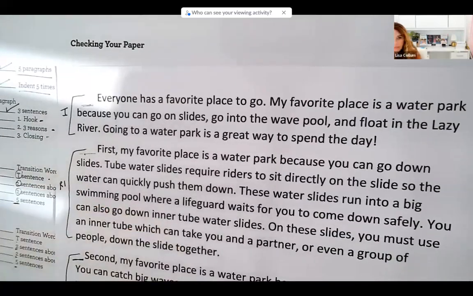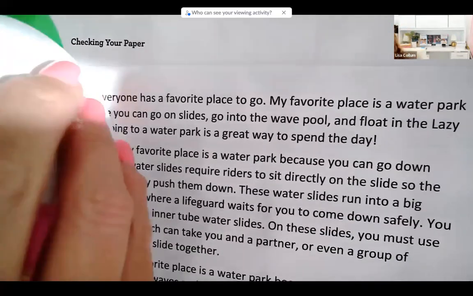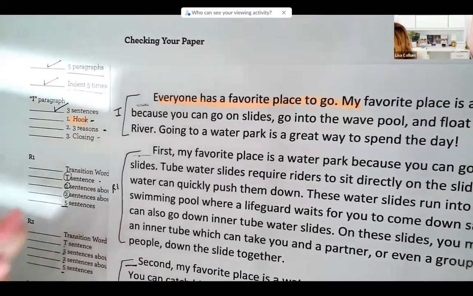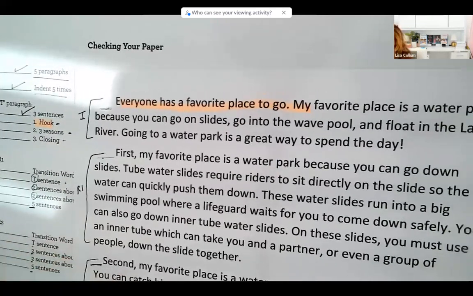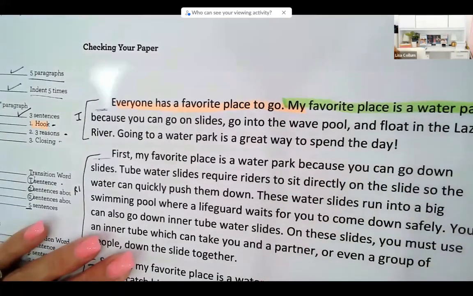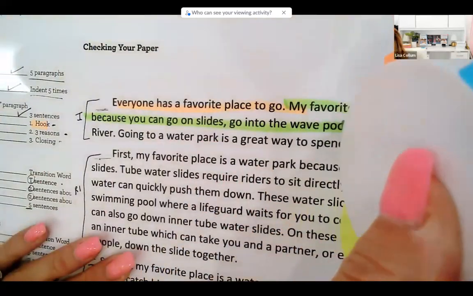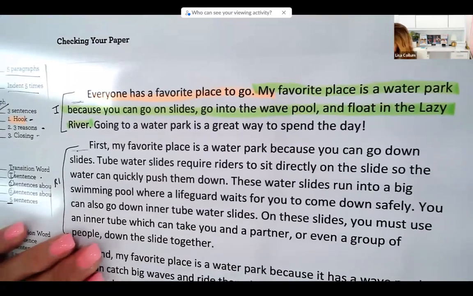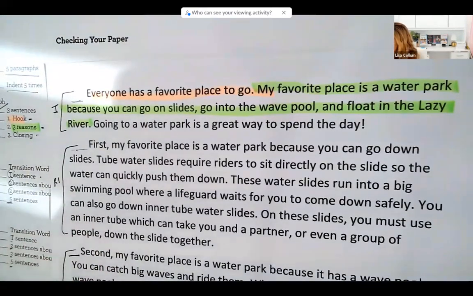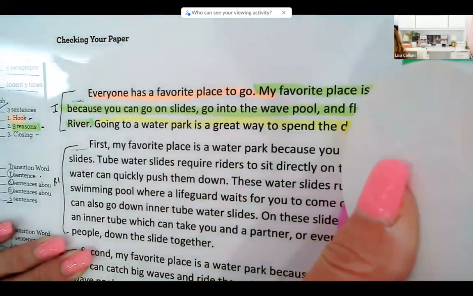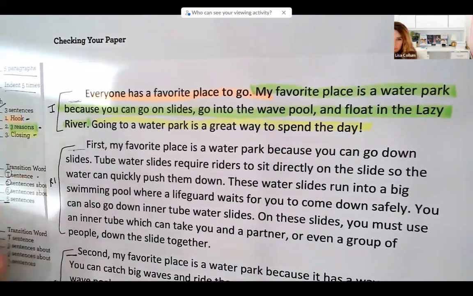Let's see. Everyone has a favorite place to go. Perfect, that's my hook. I'm going to put that in orange. My favorite place is a water park because you can go on slides, go in the wave pool, and float in the lazy river. I do my 3 reasons in green, and then my closing in yellow. Going to the water park is a great way to spend the day. It's my closing.